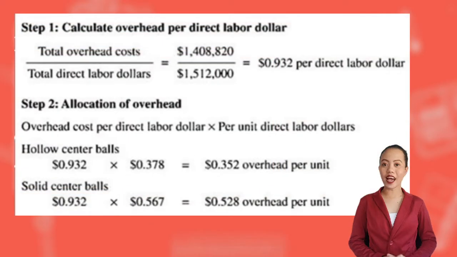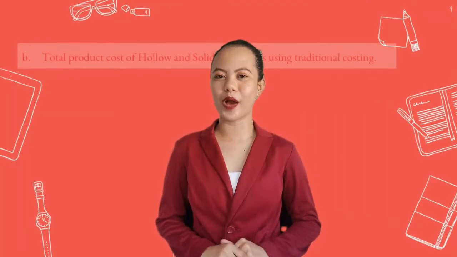So now that we have everything, we can now compute the overhead rate per unit of the two products. For the hollow center balls, it is $0.352 overhead per unit, and for the solid center balls, it is $0.528 overhead per unit. Next is requirement B.